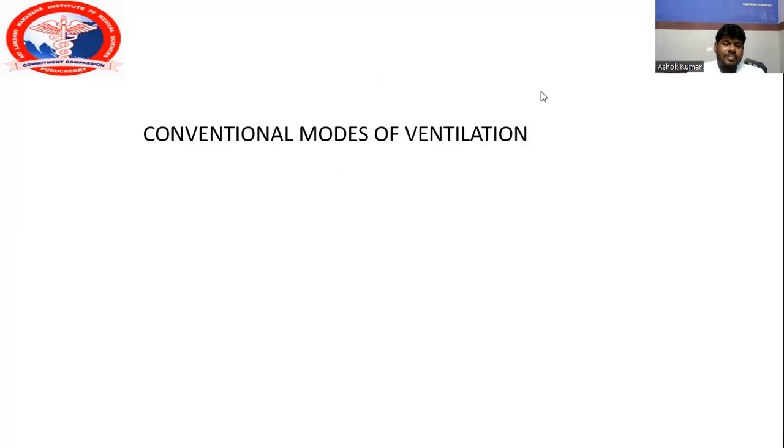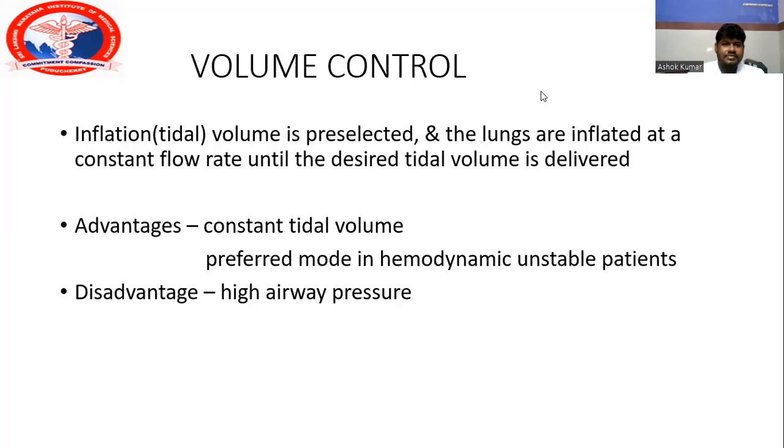And conventional modes of ventilation. We proceed to the conventional modes of ventilation. First, volume control, as previously explained. That is nothing but inflation with a pre-selected tidal volume, and lungs are inflated at constant flow rate until the desired volume is delivered. It has advantages as well as disadvantages.